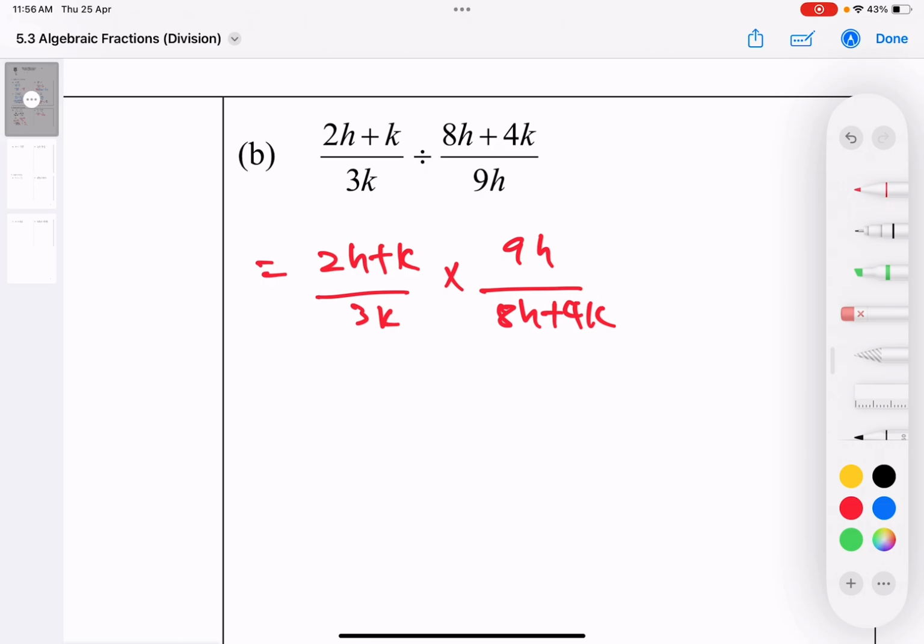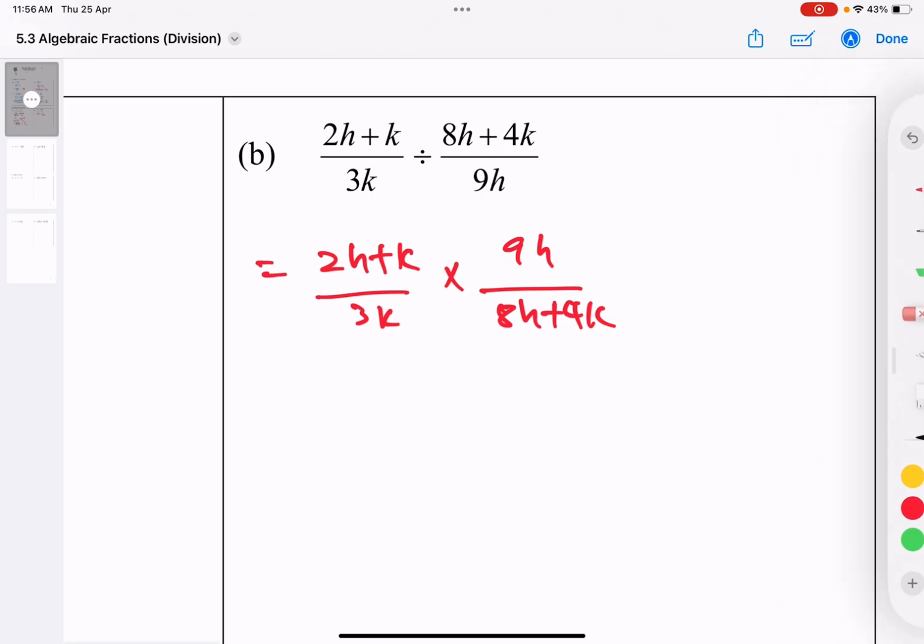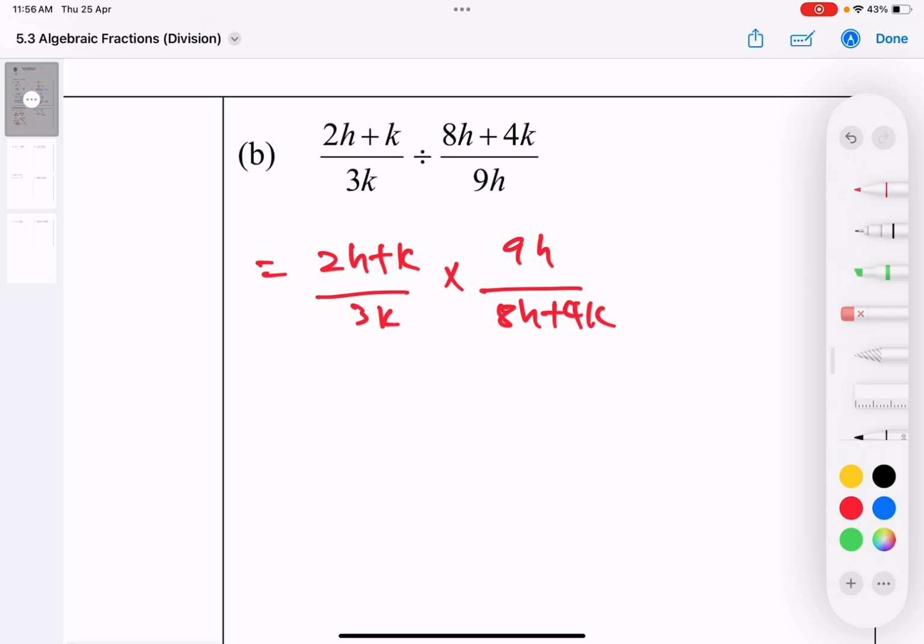2h plus k. Just do first. I'll go through in 1 minute. Let the rest try first. Can you quickly try this one? Factorize. That means you pull out the common terms. Try to pull out the common terms.